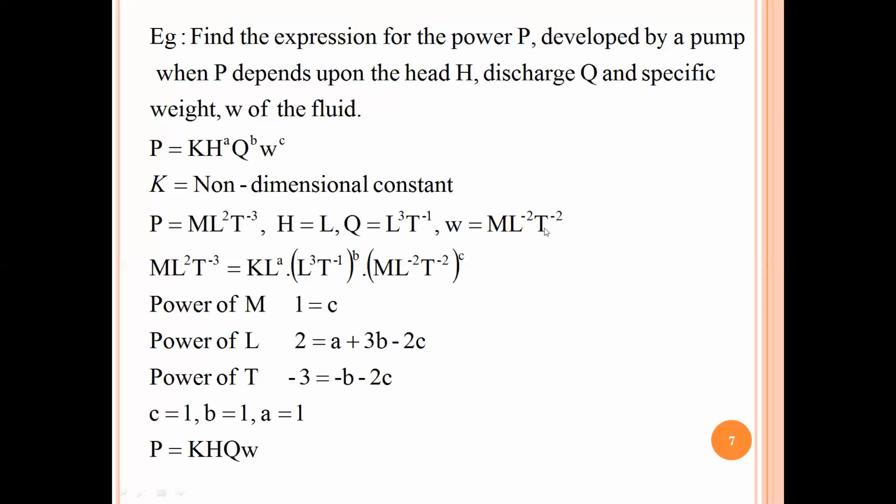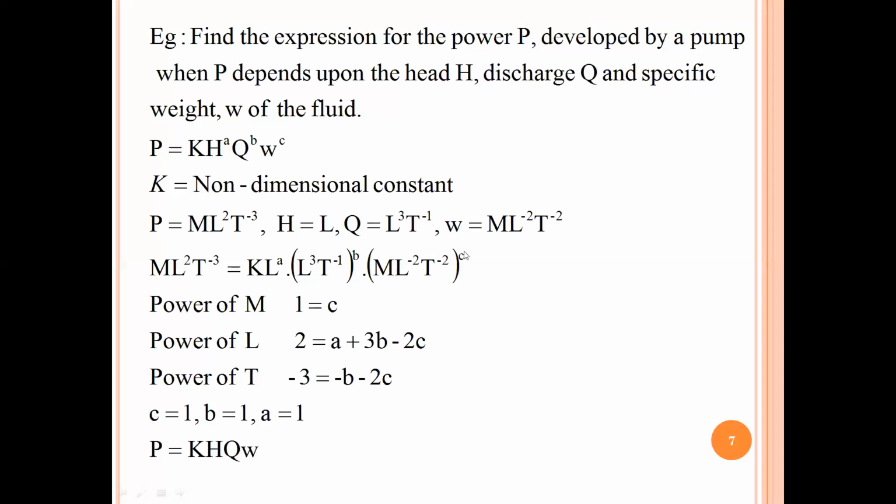It is essential that you should know the dimensions. Otherwise, from the units, you can get your dimensions. Now I'm writing in dimensional form. For P, I'm writing it on the left-hand side. K into L to the power A. This is your discharge, L cube T to the power minus 1, into the power B.